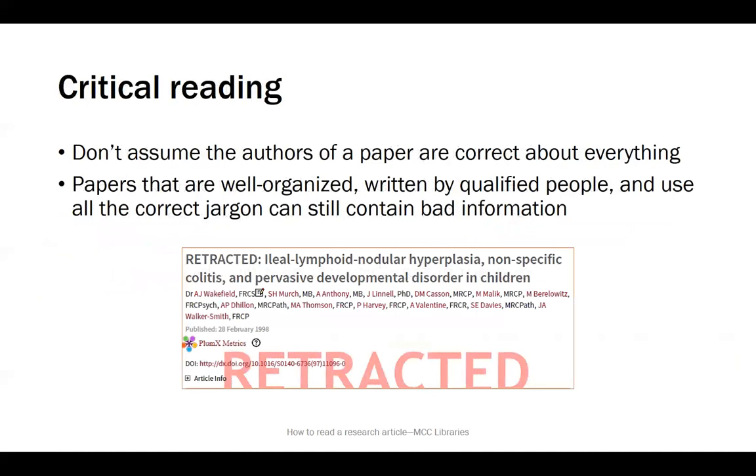Critical reading. Don't assume the authors of a paper are correct about everything. Papers that are well organized, written by qualified people, and use all the correct jargon can still contain bad information. Sometimes you may come across an article that says retracted written on it. That means they went back after the fact and there was some information found that was wrong or invalid. And it doesn't mean it was anything that they did wrong, it just means that quite often future research proves that what they had stated was not correct or accurate.